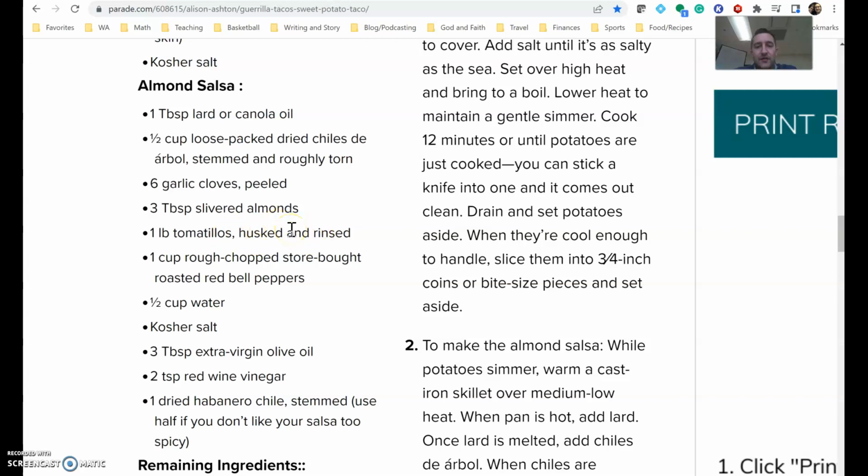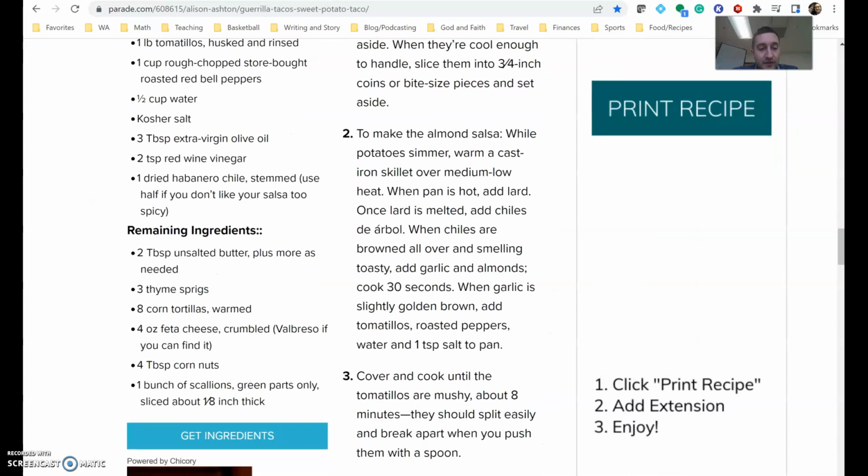You take the shell off of them. You rinse them. Roasted bells. So this says store-bought. I personally roast my own bell peppers in the oven. Salt, water, extra virgin olive oil, red wine vinegar. I don't put the habanero in there. It's too hot. Blend all that up. That's your delicious salsa.